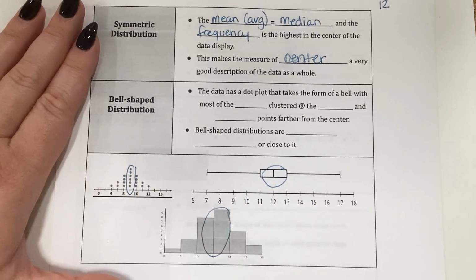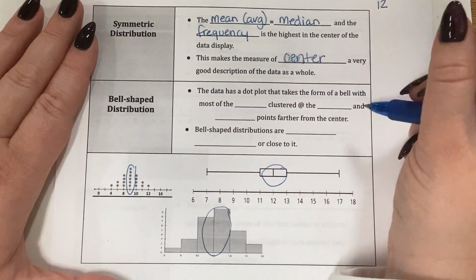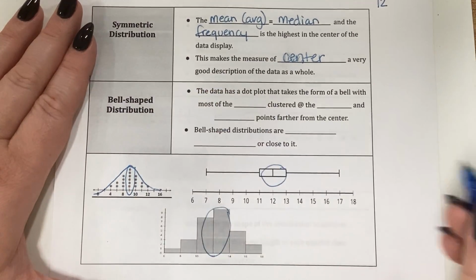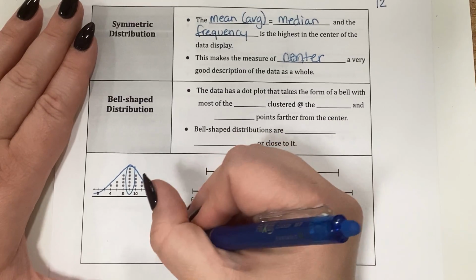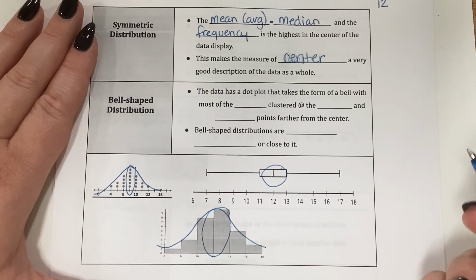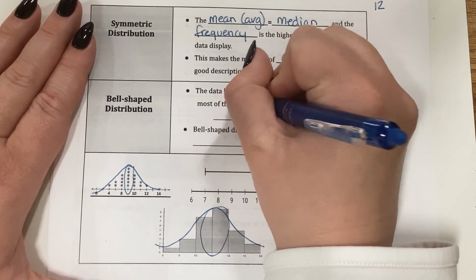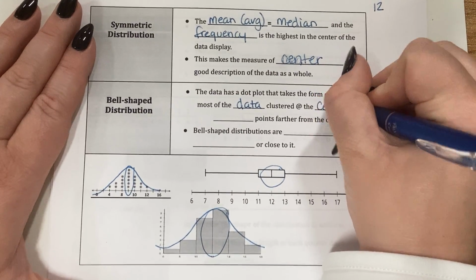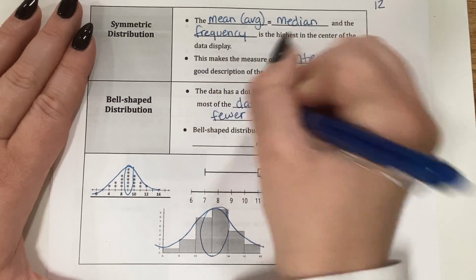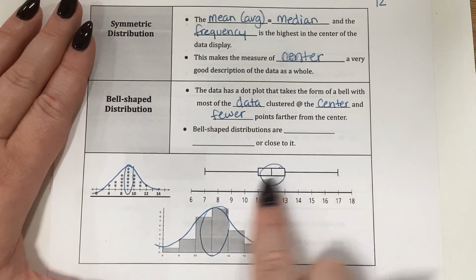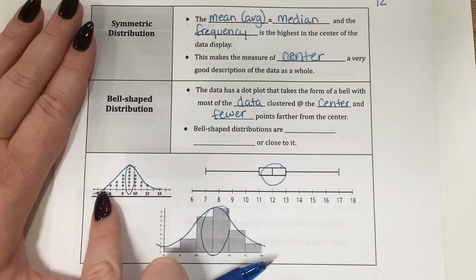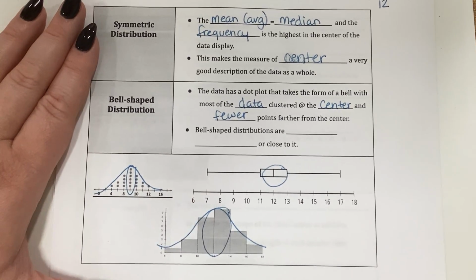Now, lastly, we've got bell-shaped distribution, all right? So the data has a dot plot that takes the form or the shape of a bell, like you saw me draw earlier, okay? You can see it a little bit on the histogram as well, but on the box plot, you can't see this at all, okay? So again, this has most of the data clustered at the center and fewer points farther from the center. So as we get out, these whiskers have less data. These histogram bars have smaller frequencies. Same thing with the dot plot. All right, there's less dots on the sides.